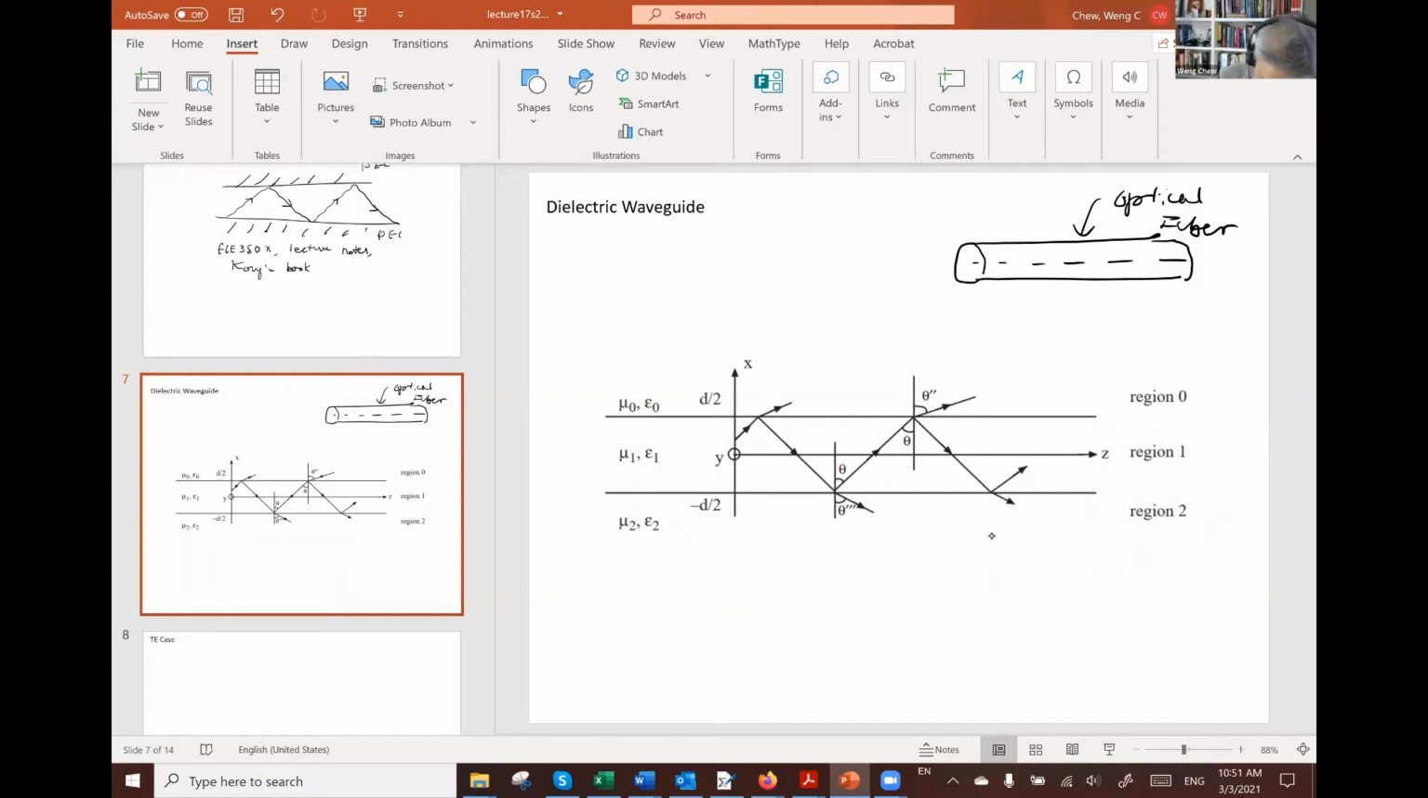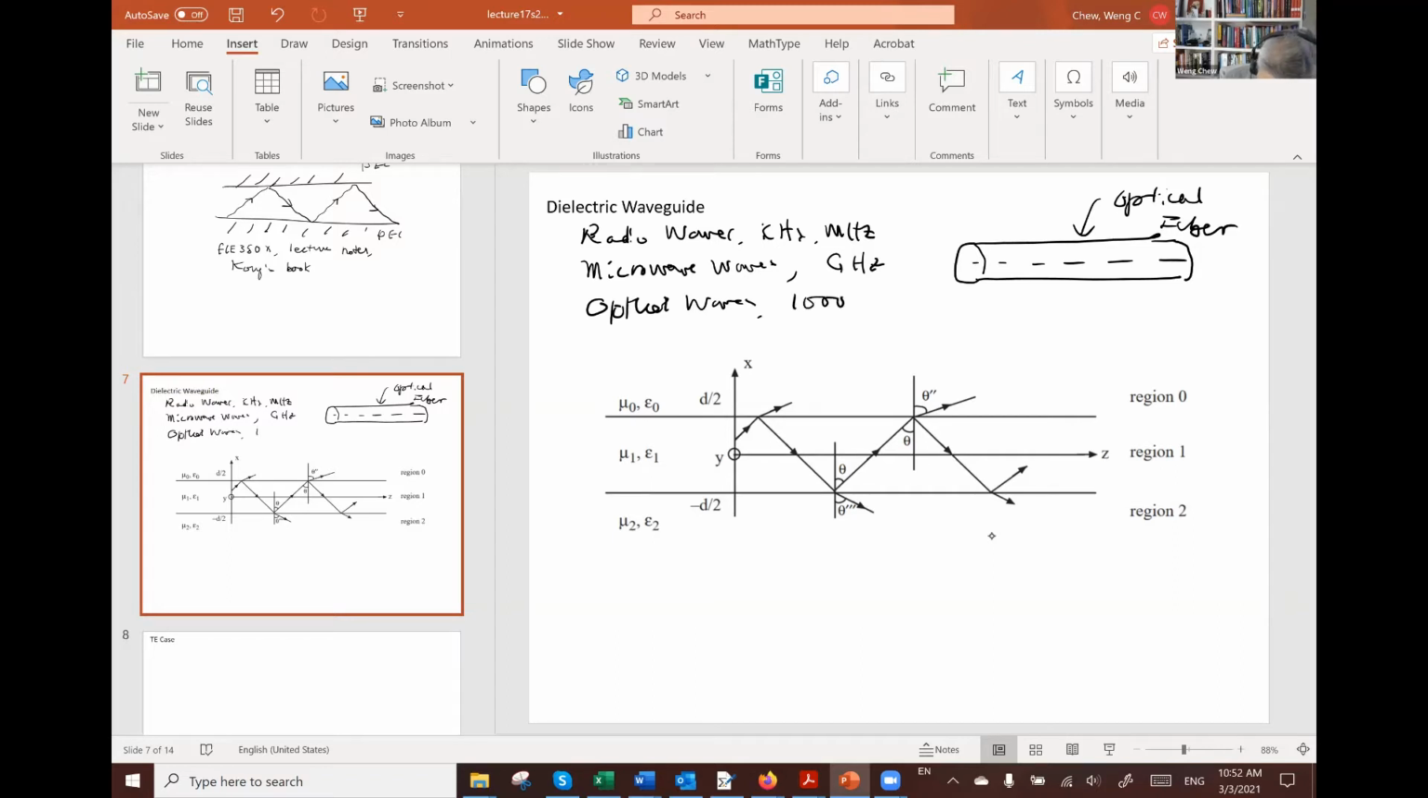The radio wave, those are kilohertz, megahertz. And then after that, we developed technology for microwave. Okay, there's gigahertz. And then optical wave is maybe 1,000 terahertz. Okay, they are quite high in frequency, and hence the wave is very, very short in terms of its wavelength.